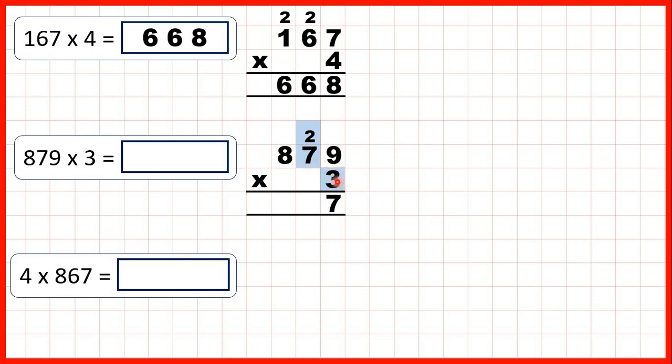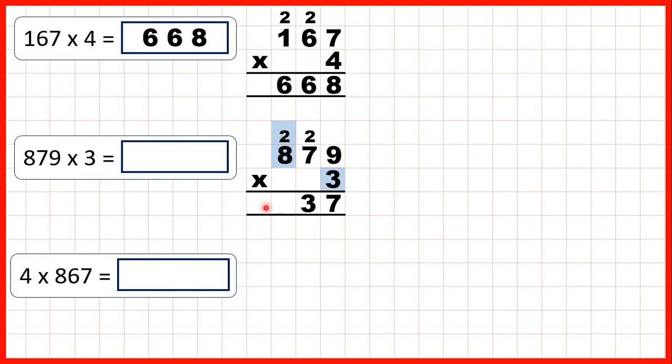So 7 times 3 is 21, and 21 plus 2 is 23. We need to write that 2, 3. So again, with the first digit above the next place value column along. And now 8 times 3 is 24, plus 2 is 26.